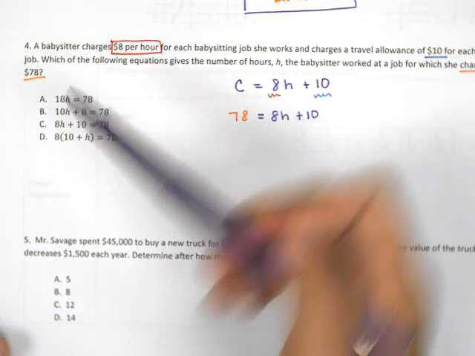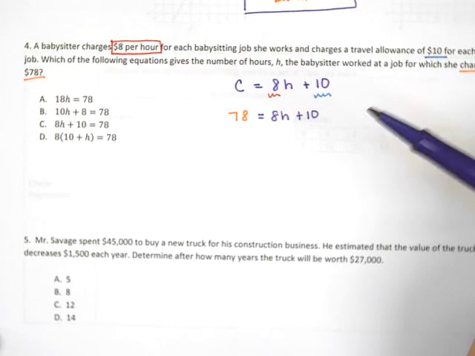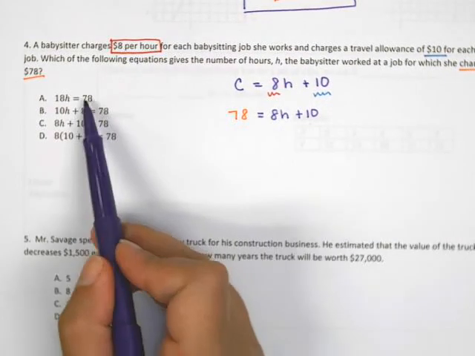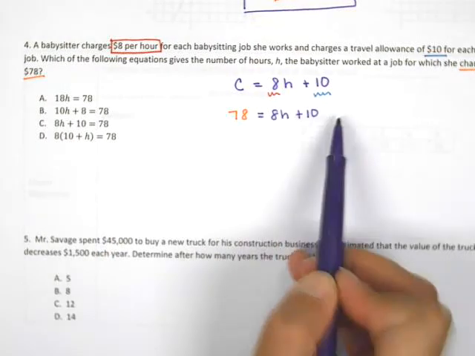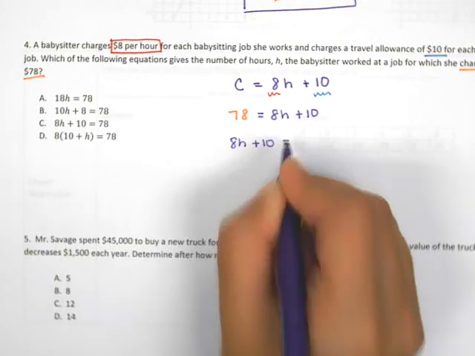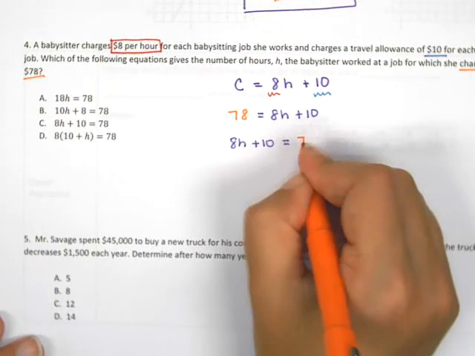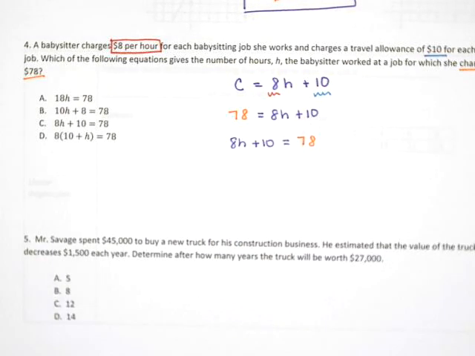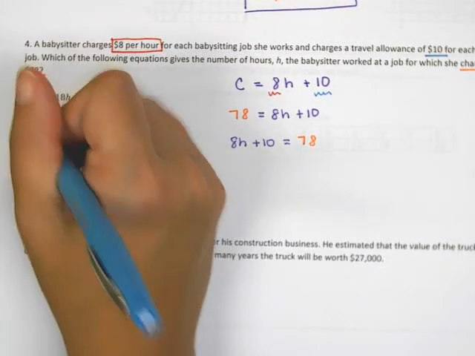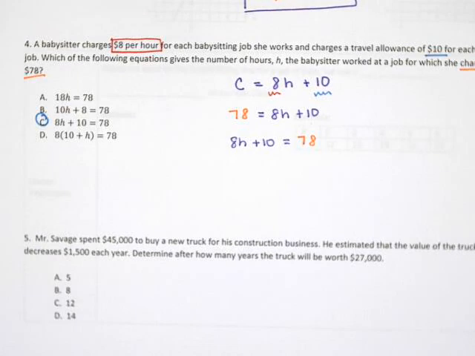So which of these means the same thing as this? Well, if I read through these carefully, I notice all of the 78s are on the other side. So if I want to really make this equation match, I can just flip it around because an equal sign means we can write it either way. And then I notice it matches option C, which is what your correct answer choice would be.